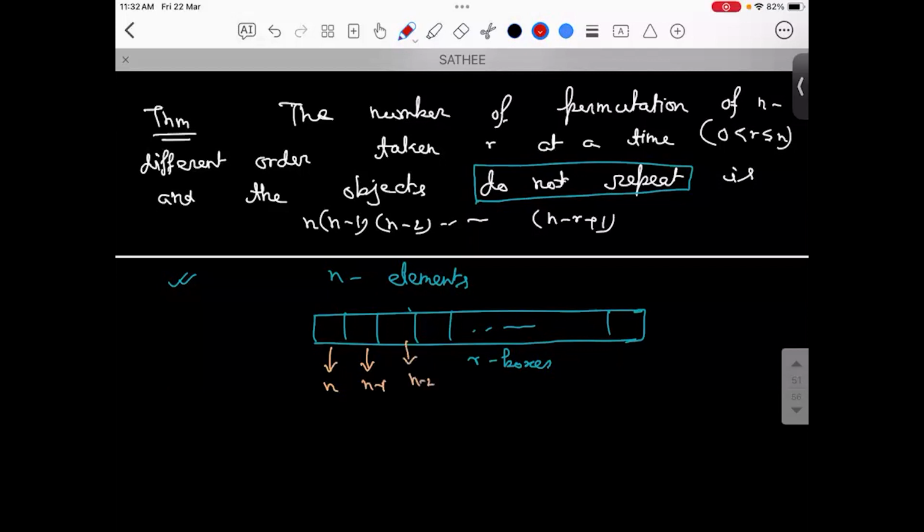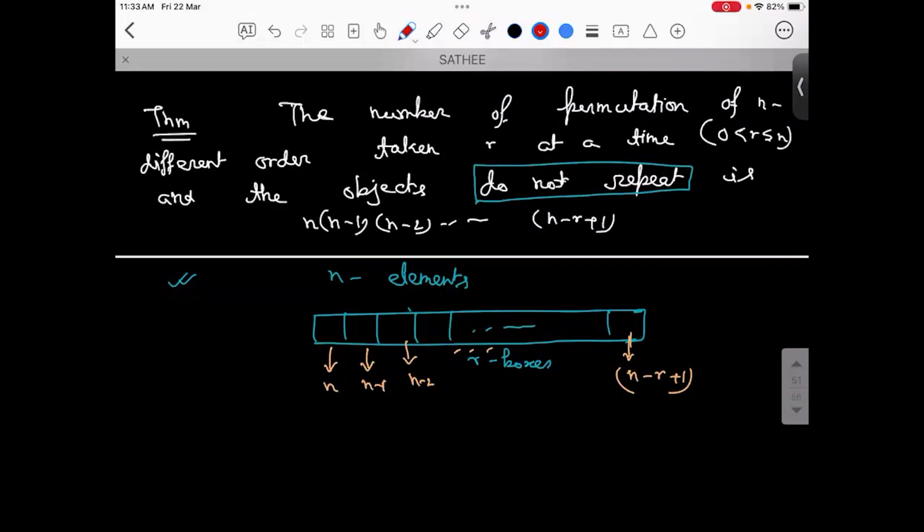For the next, we have n minus 2 choices, and so on. And for the last option, we have only n minus r plus 1 choices, because we have already chosen r minus 1 elements. So we are left with only n minus r plus 1 elements. Okay. So if we multiply all those things, then we will get this formula, all possible ways.